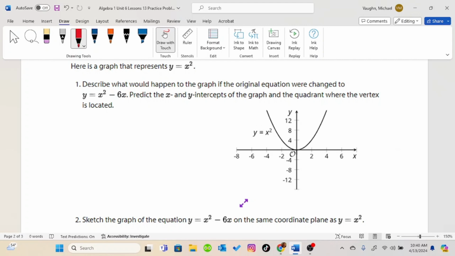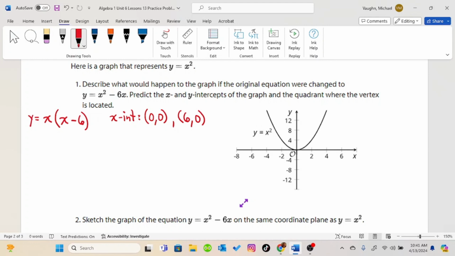So if we want to find the x-intercepts, then I can factor out an x. X squared divided by x equals x. And negative 6x divided by x equals negative 6. So my x-intercepts, if x is my factor, then my intercept is at the origin. And if x minus 6 is my factor, then my intercept is at 6, 0.